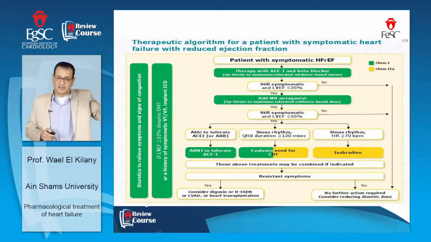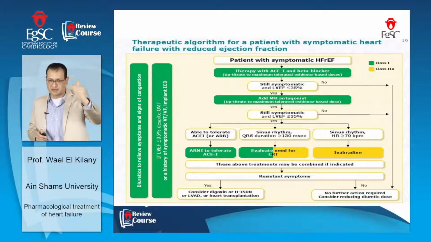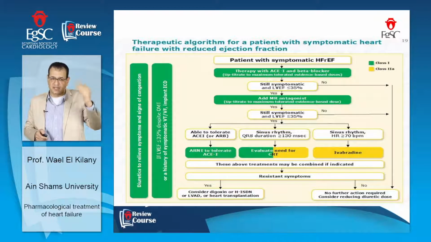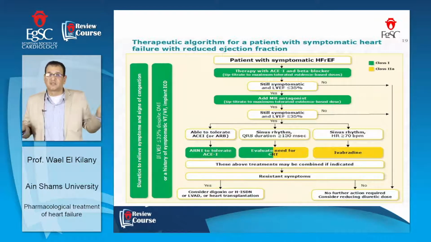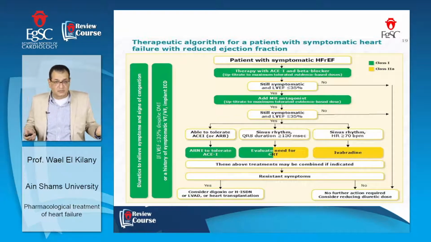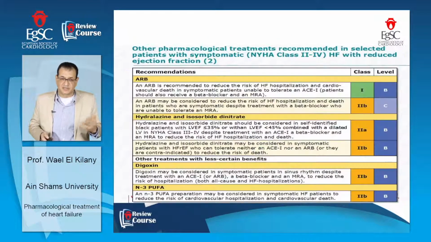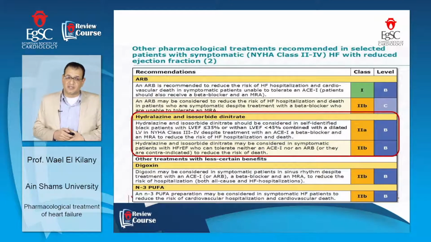So we started with diuretics, and then ACE inhibitors and beta blockers. If the patient is still symptomatic, MRA antagonist. If the patient is in sinus rhythm, still symptomatic, and heart rate is above 70, ivabradine. If he can tolerate ACE or ARBs, you can shift to ARNI, as we said. What if the patient is still symptomatic despite all this treatment? You can give digoxin, you can give nitrates, and you can give some other drugs. Let's see hydralazine and nitrates.